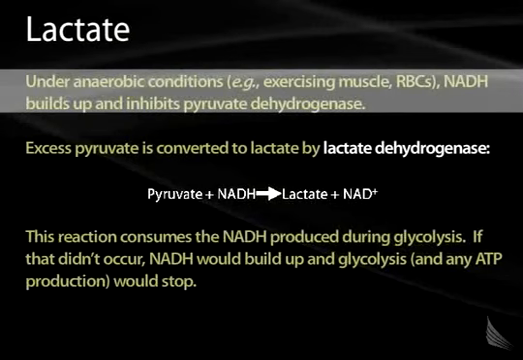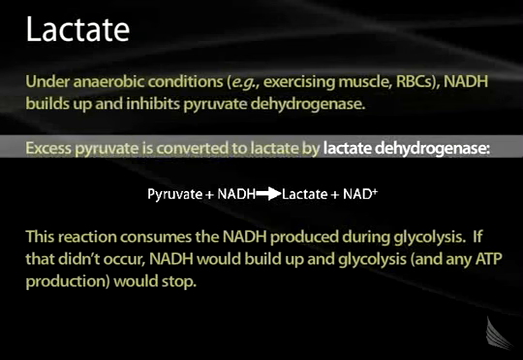Now, under anaerobic conditions, what happens to pyruvate? Well, anaerobic conditions are conditions in which there's no oxygen. And so under anaerobic conditions, we don't want pyruvate to go into the TCA cycle because we can't do oxidative phosphorylation to consume the products of the TCA cycle. So rather than doing that, what we do is take the excess pyruvate and convert it to lactate. And this is done by an enzyme called lactate dehydrogenase.